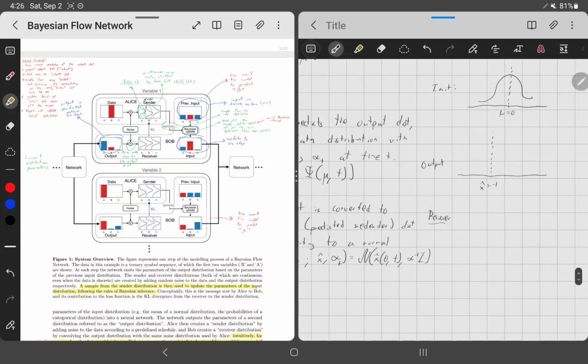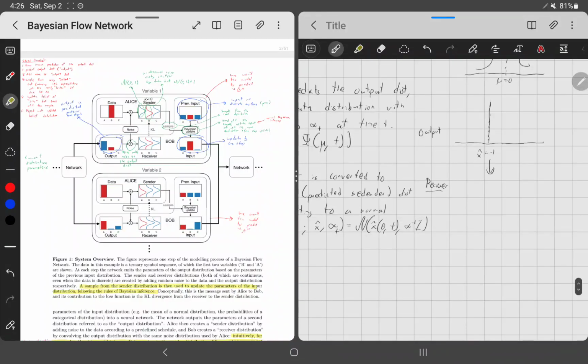And I guess I shouldn't have drawn a distribution here. It's just a single value. So this single value is then converted to a normal distribution or a Gaussian distribution, which we can see here. So let me draw this as a large distribution over a lot of points because it has really, really high variance. And it's centered at x hat equal to -1 because that's what the model predicted.